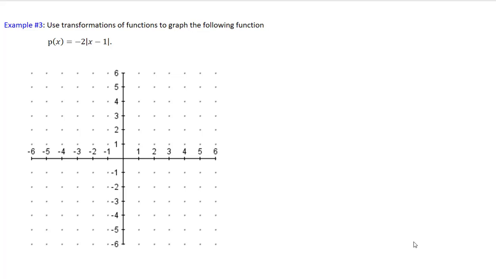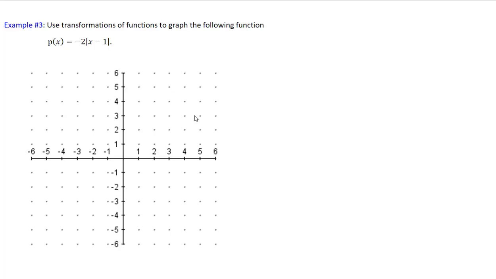Welcome to a video on graphing a function using transformations. For this problem, graph the function p of x, which is defined as -2 times the absolute value of x minus 1. To graph this function, we need to start with the graph of the parent function.